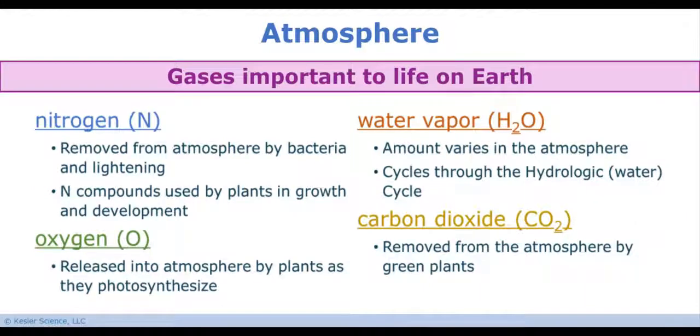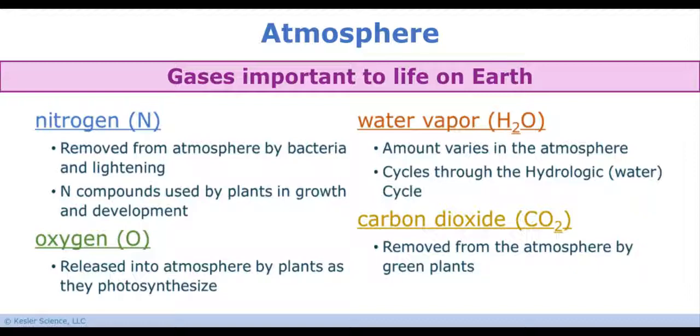Okay, guys, so let's talk about these gases and why they're important to us. Nitrogen is removed from the atmosphere by bacteria, which needs it to function. It needs it for its DNA. And lightning, which heats up the ground and kind of sucks nitrogen up from it. And those are just two examples. Nitrogen compounds are used by plants in growth and development. So if any of you have ever fertilized a plant before, you are adding nitrogen to that plant to help it grow.